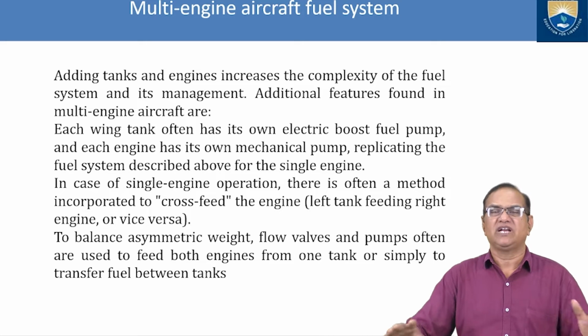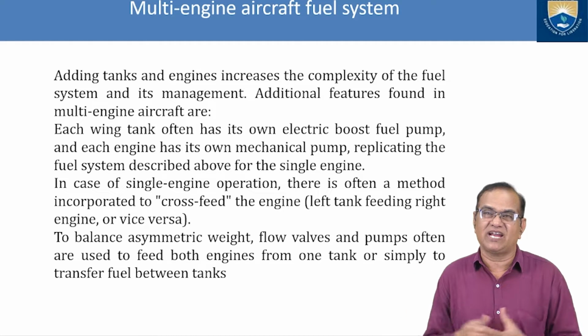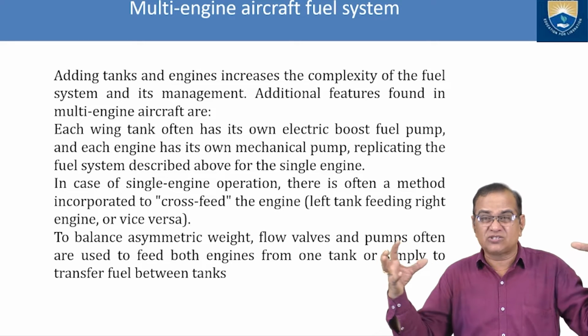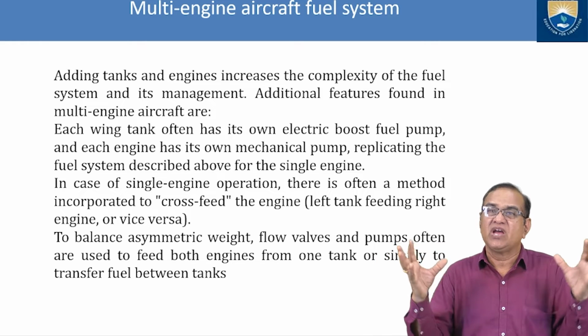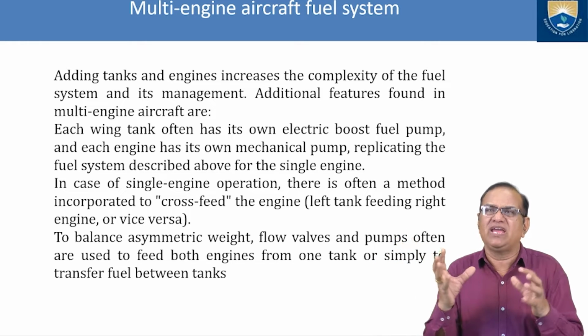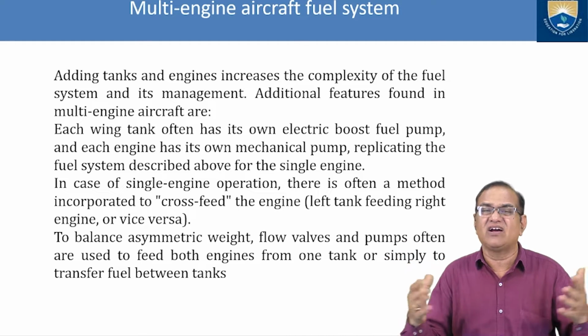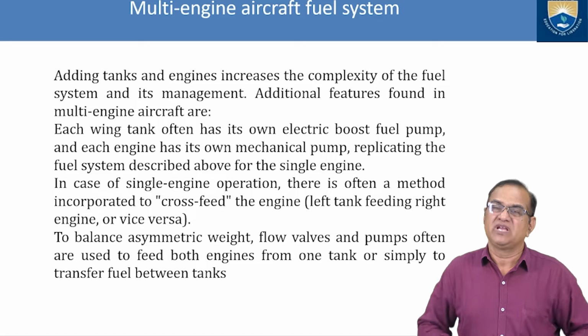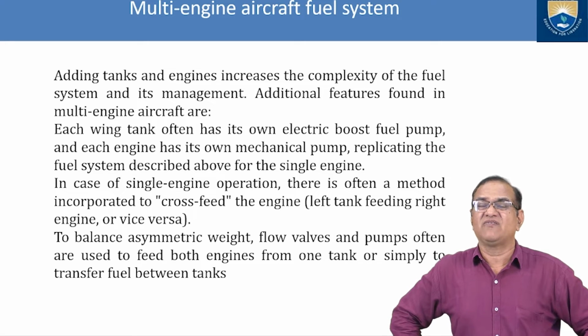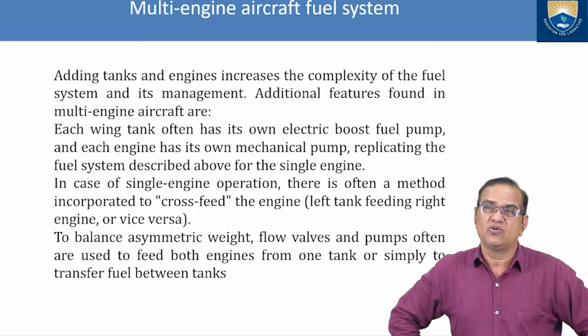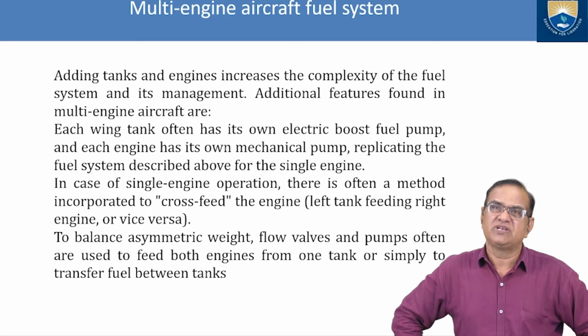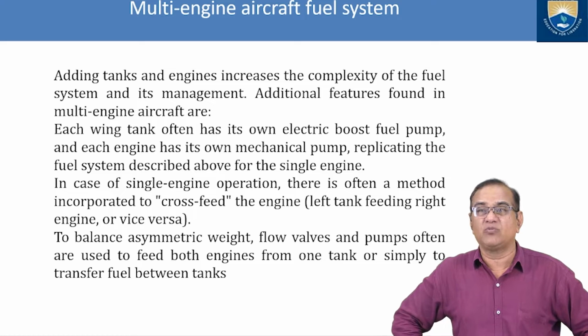We know that if you have more engines, more tanks are required and the tanks should be interconnected so that the fuel supply is proper and there should not be any CG variation or one-side tilting of the aircraft. So this makes the system very complex. So what are the features of multi-engine aircraft fuel systems? Each wing tank often has its own electric booster pump.